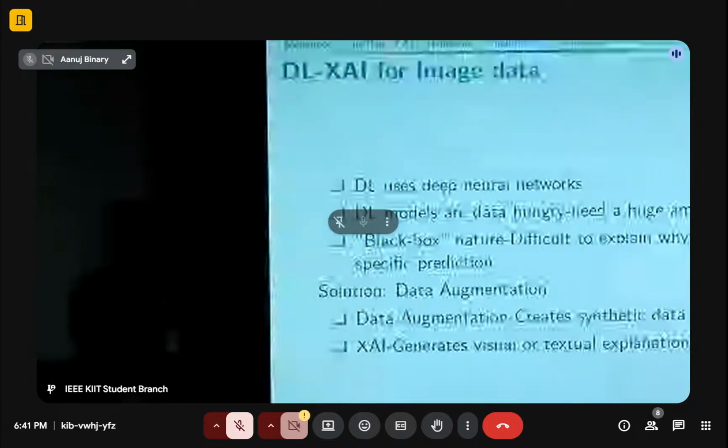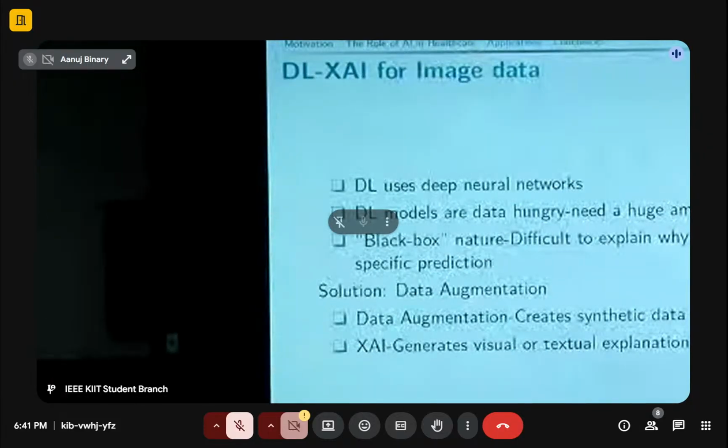Black box nature makes it difficult to explain why a model makes a specific prediction. I have shown that in the ML model also. When you are predicting, you are not sure whether what I am predicting is correct or not. That's why explainable AI comes into the picture, and I have talked about SHAP and LIME also.